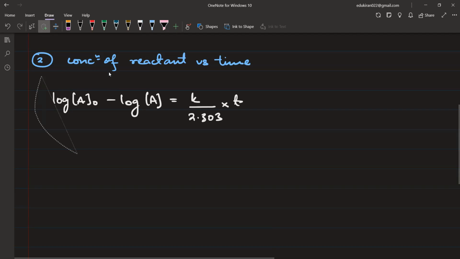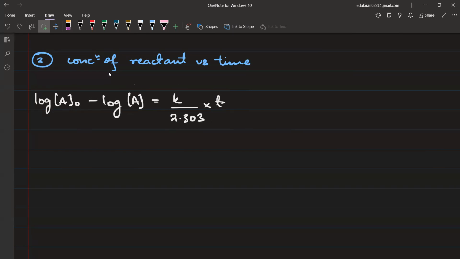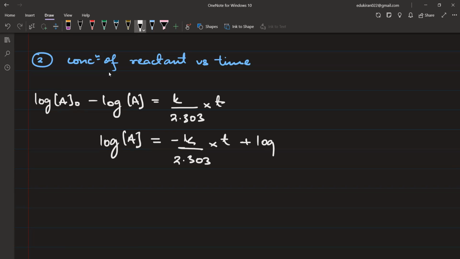Now I will rearrange this equation so that I get something like Y is equal to MX plus C. So my Y is log of A, the log of the concentration of reactant, equal to: I have taken the log A from the left hand side to the right hand side, that is why it is positive. Now this K term will come on this side, so you get minus K upon 2.303 times t plus log of A naught. This is the equation that we have got.